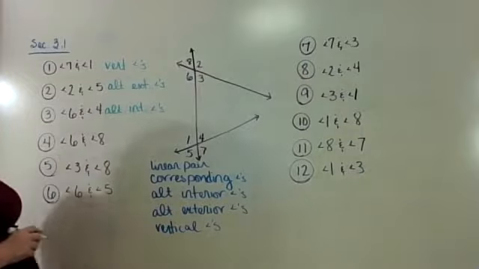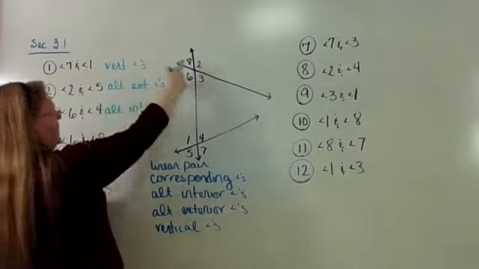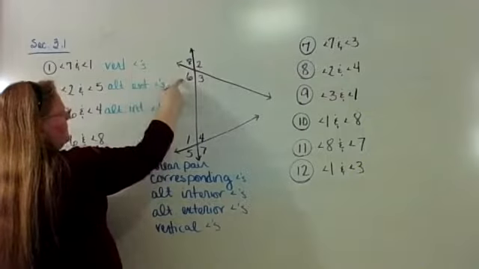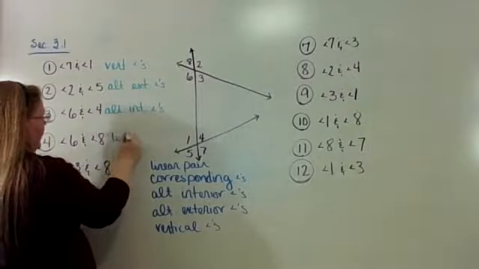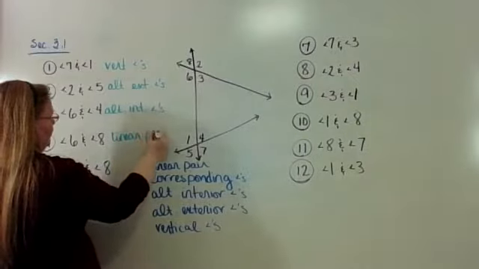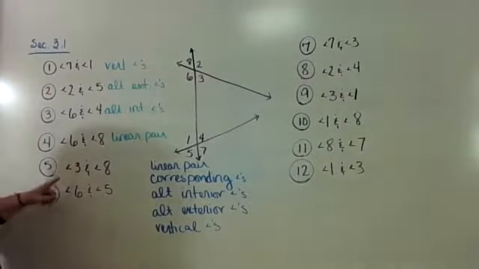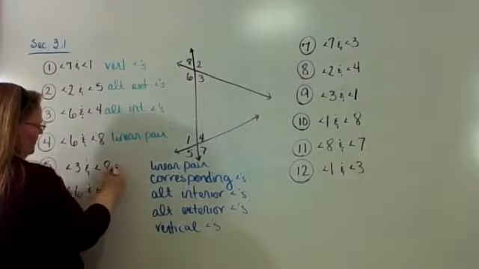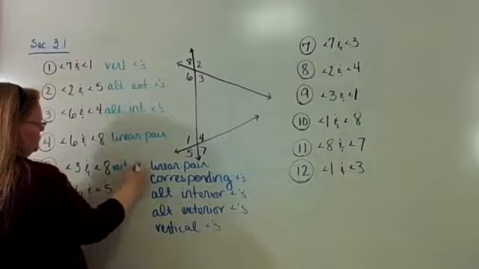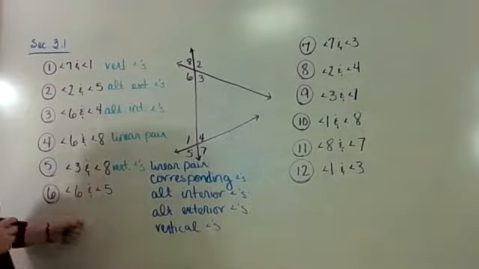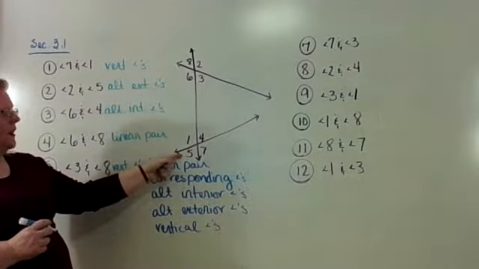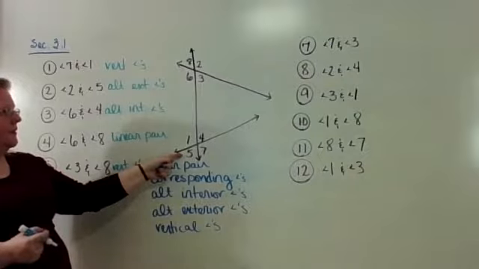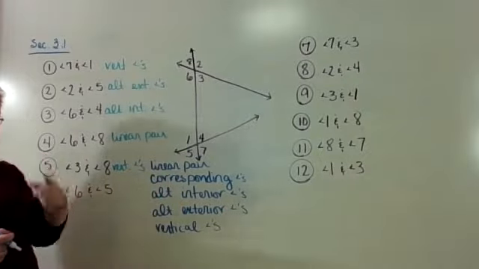Angle 6 and angle 8. Same side. One's interior, one's exterior. So that must make them a linear pair, because they can't be anything else. Angle 3 and angle 8. Angle 3 is here, angle 8 is there. They're straight up vertical angles. Angle 6 and angle 5. Angle 6 is up here, angle 5 is down there. Not alternate anything. Corresponding angles.